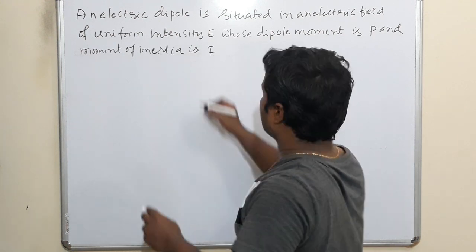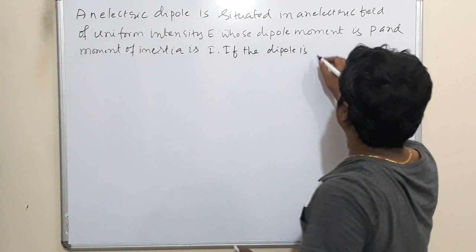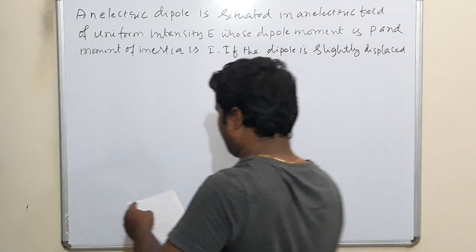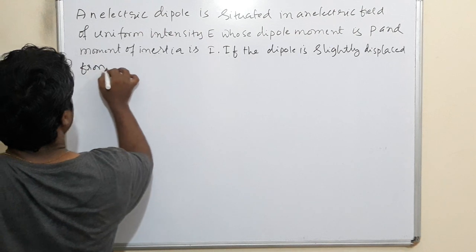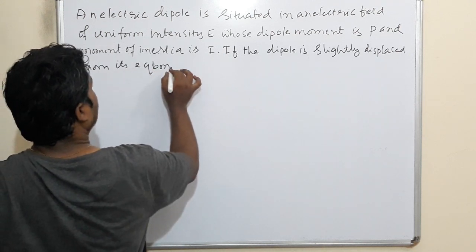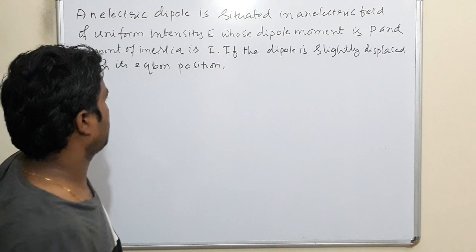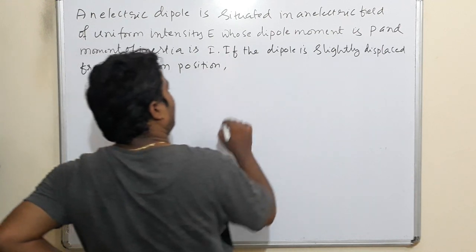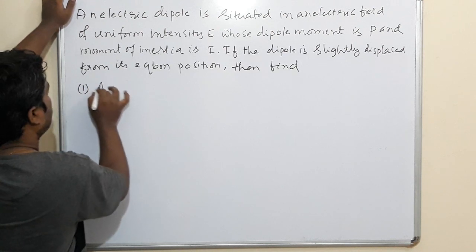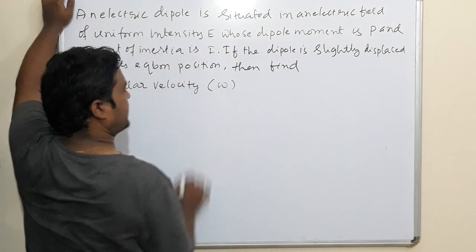I. Stop. If the dipole is slightly displaced from its equilibrium position, then find the angular frequency or angular velocity. Angular velocity, that means it is omega.